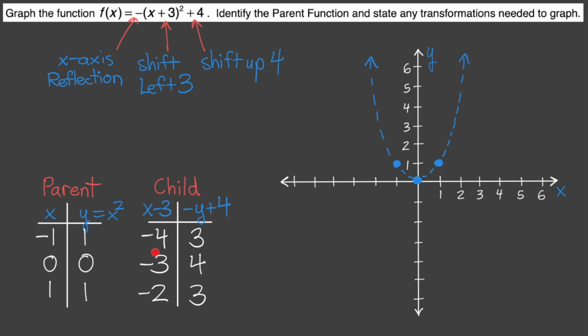So now we're going to graph our child. So -4, 3. So that's left 4, up 3. So that's like right there. We'll do the child function in green. Next we have -3, 4. So -3 and then up 4. So it's like right there. And lastly, we have -2, 3, so left 2, up 3, which is right there.